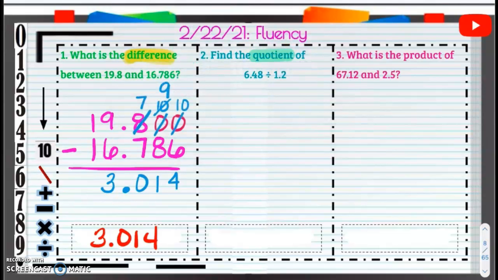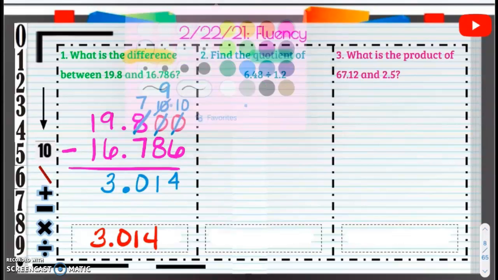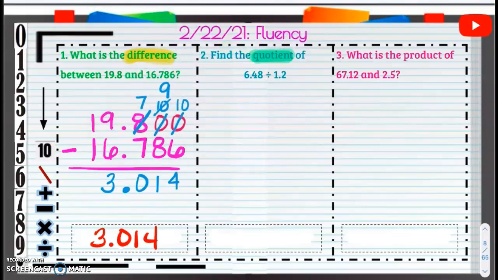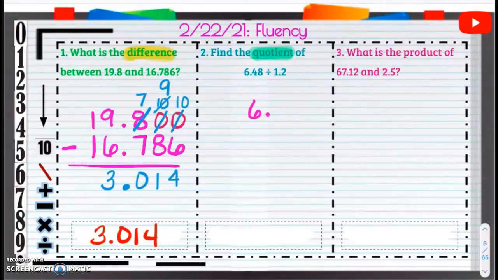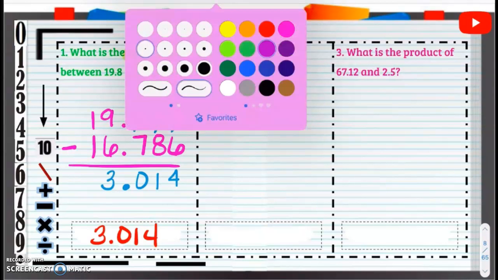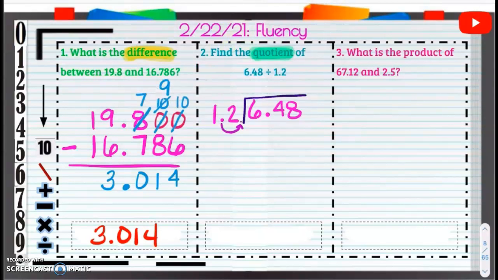Quotients. The quotient means we're going to divide. When we divide, do we have to line up any decimals? No. So we have 600, or I'm sorry, not 600. 6 and 48 hundredths divided by 1 and 2/10. Now, we have to move this decimal on the outside to make it a whole number. So we're going to move it over 1. So that means we have to move this decimal in 1. And then we can pop it up.